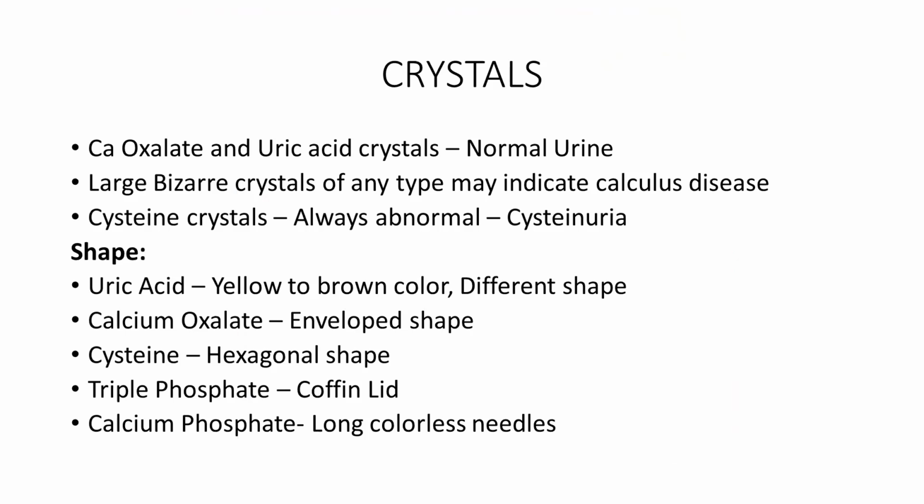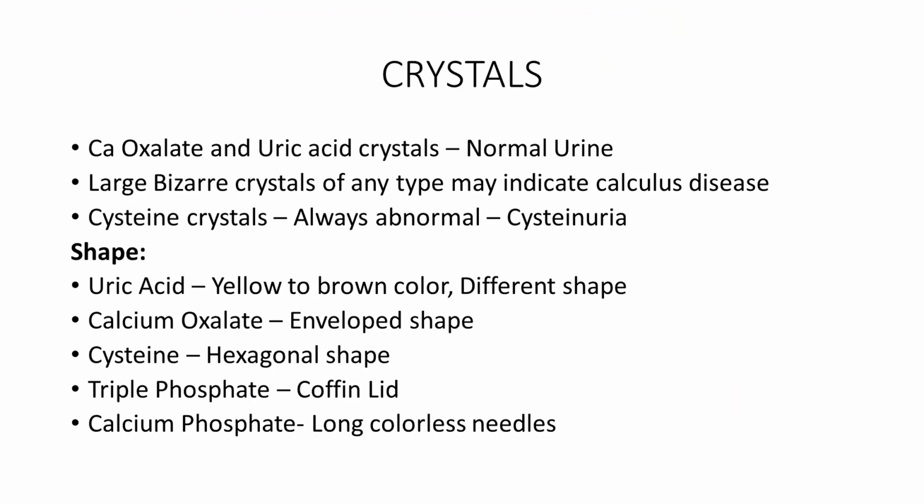Crystals. Various forms of crystals are also seen in the urine. Calcium oxalate and uric acid crystals are a feature of normal urine, especially in patients who are slightly dehydrated. A large bizarre crystal of any type may indicate calculus disease. Cystine crystals are always abnormal and show cystinuria.